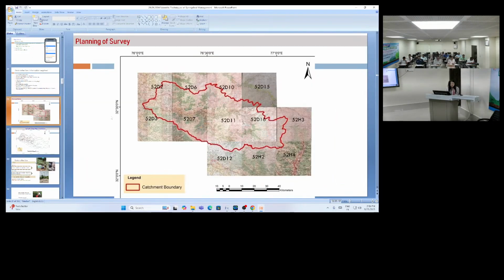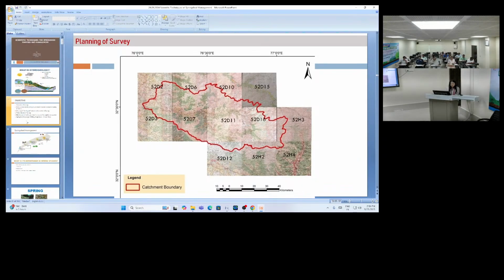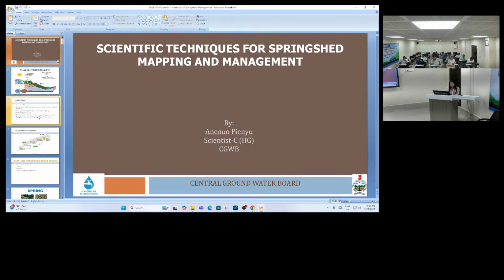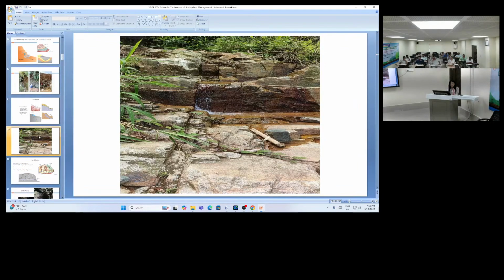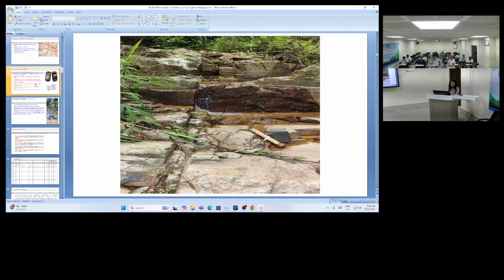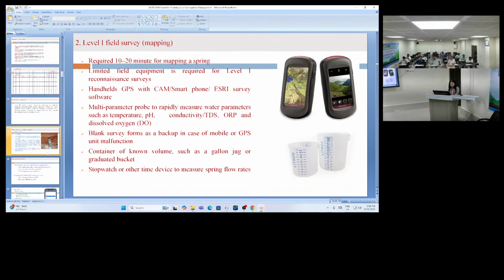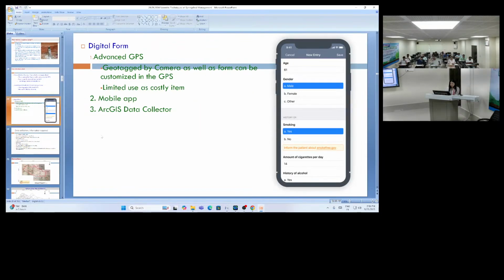And no one has taken a class on this. Okay, but I think it's designed for groundwater resources, that's why. But this topic no one has covered, right? Scientific techniques for Springshed mapping and management? No, okay. Maybe there's another training in October on Springshed, so maybe they'll cover these topics in detail. But these are some things you can use, this app and all.